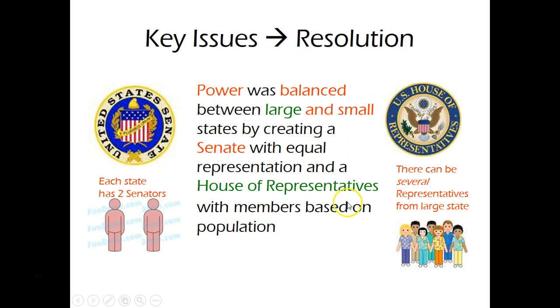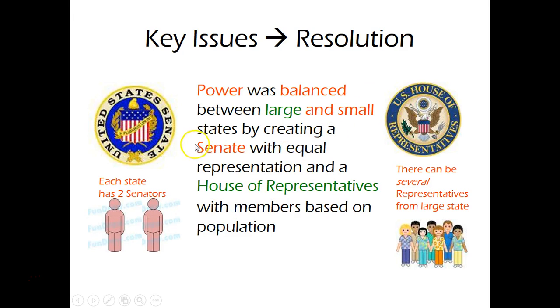Now, what this actually means is that in order to balance power between large and small states, they create a bicameral legislature. Okay, that means 2 houses. They're going to create this, and there's going to be an upper house, which is the Senate, and that is going to have equal representation. You'll see each state has 2 senators. That's what equal representation means. And this is going to be what gets the small states on board.